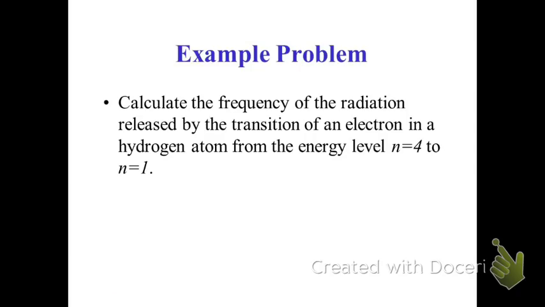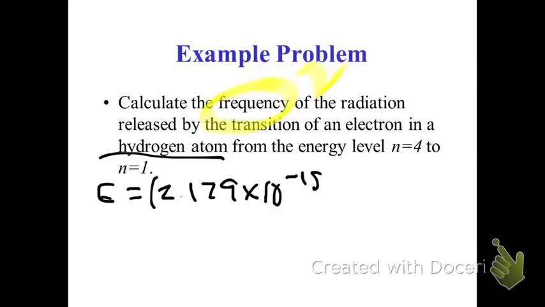So here's an example. Calculate the frequency, that's new, of the radiation released by the transition of an electron in a hydrogen atom from the energy level n equals 4 to n equals 1. Well, you only have one equation that involves 2 energy levels for Bohr, and it's the one we just used. Here's the problem. This equation, while it's going to help us out, is not going to give us ultimately what we need. This is going to give us energy. The question asks for frequency. So you're going to have to use not 1, but 2 equations in this question.